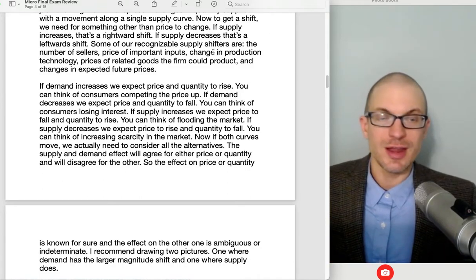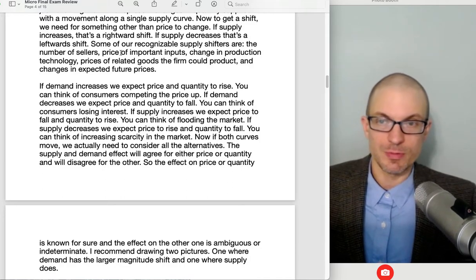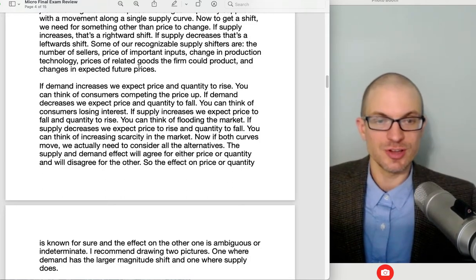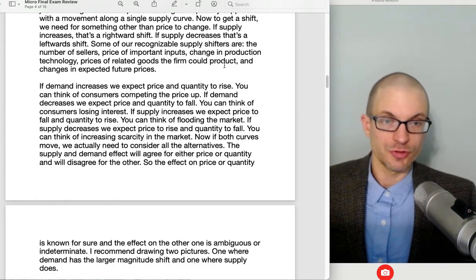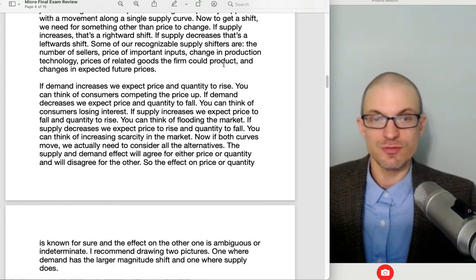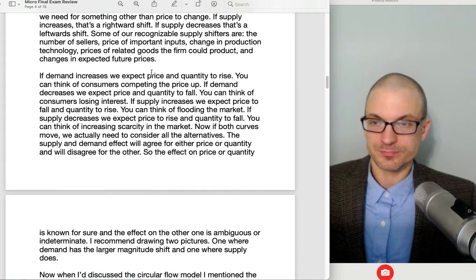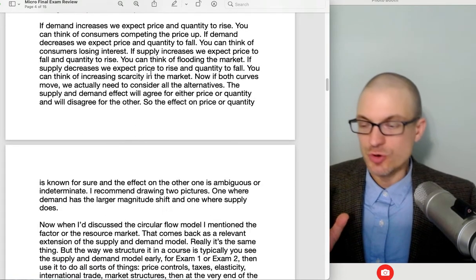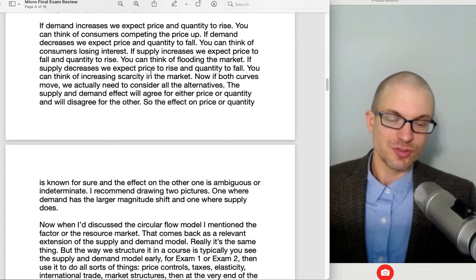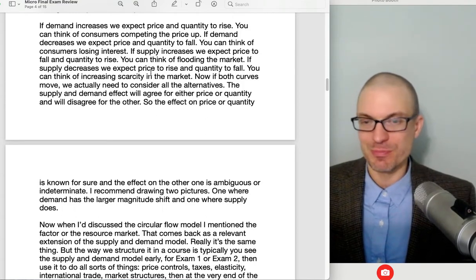So our recognizable supply shifters are things like change in the number of sellers, change in the price of important inputs, change in production technology, changes in the prices of related goods the firm could possibly also be producing as an alternative using its resources, and changes in expected future prices. All right, so we've got the things that can cause shifts. Now, suppose you get a shift in the demand curve or a shift in the supply curve. What we're really interested in is what happens to the equilibrium price and quantity.